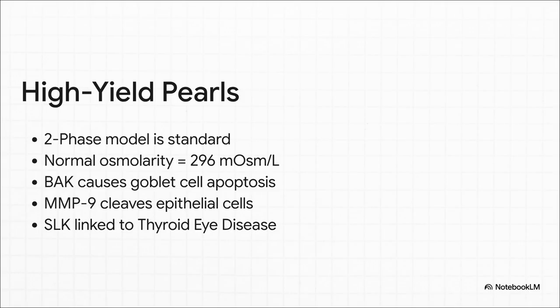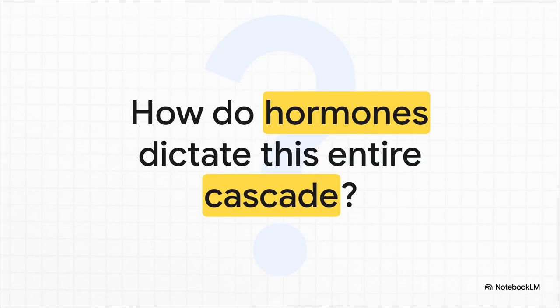Number 3, topical preservatives, especially BAK, are notorious for causing goblet cell apoptosis, destroying your mucin layer. Number 4, remember that MMP9 is the cytokine that specifically cleaves epithelial cells right off their basement membrane. And finally, superior limbic keratoconjunctivitis, or SLK, is classically linked to mechanical friction from tight superior lids in thyroid eye disease.